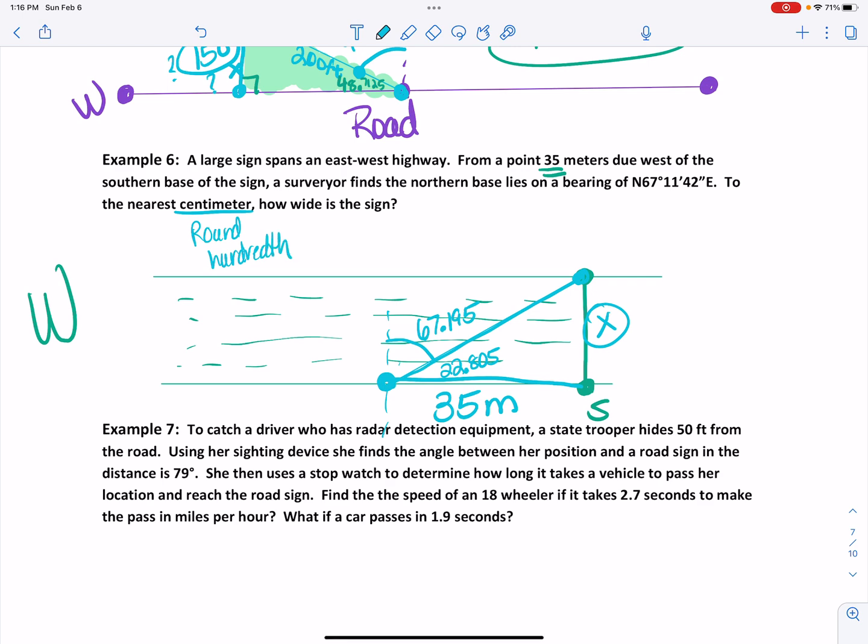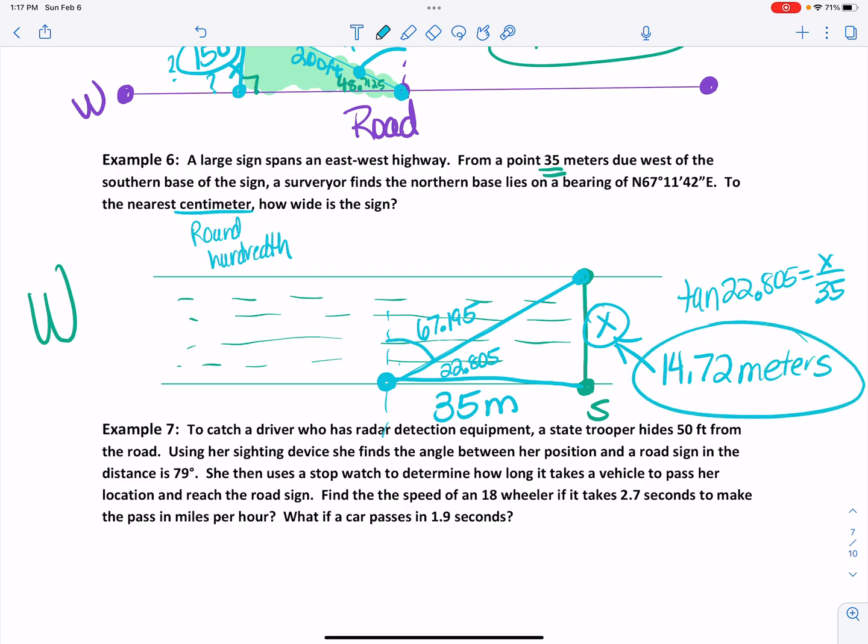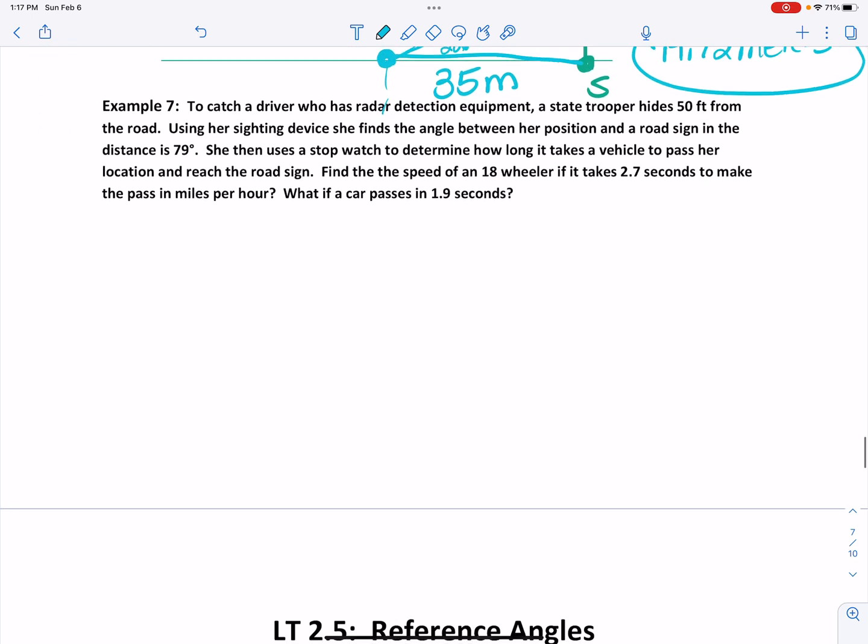Okay, so if I do this, I would do tangent. The tangent of 22.805 equals x over 35. So I'm going to do the tangent of 22.805 times 35. And my answer is 14.72 meters. And it says round to the nearest centimeter. Well, that's 14 meters, 72 centimeters, because it's going to be to the 100th. All right. So go ahead and read this next one.